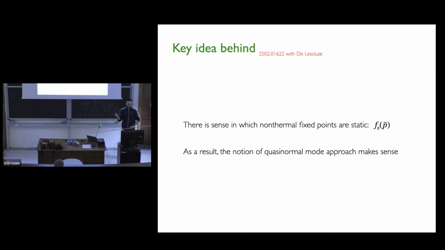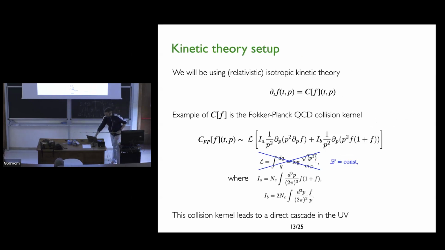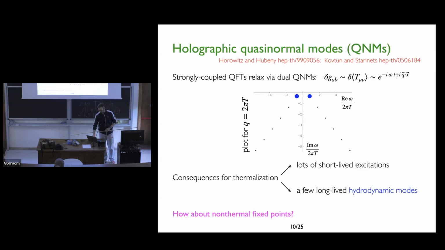So if you take this as your reference point in the analysis, then the notion of a quasi-normal mode approach to this should make perfect sense. This is something that we started exploring when Mathis Delescluze was still a master student at Ghent. What we did is we took the Fokker-Planck kinetic theory, the reason being that it's the simplest kinetic theory that I could think of, but maybe there are simpler ones that give rise to non-thermal fixed points.